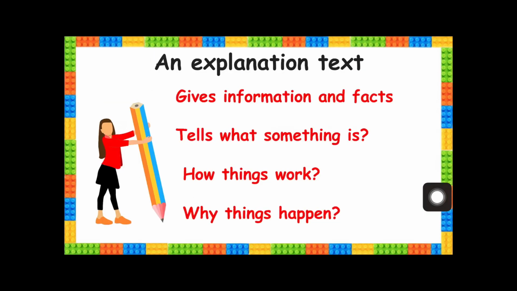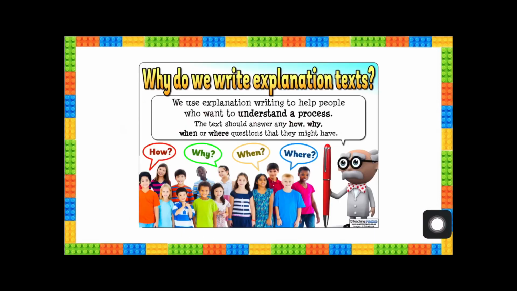All right, so now that we know how paragraph structure is, we need to figure out what is an explanation text. What is an explanatory paragraph? Well, it gives us information and facts. It tells us what something is. It can also tell us how things work, or it can tell us why things happen. Okay, so this is an explanation text. It gives us information and facts. For example, like what something is, how it works, or why something happens.